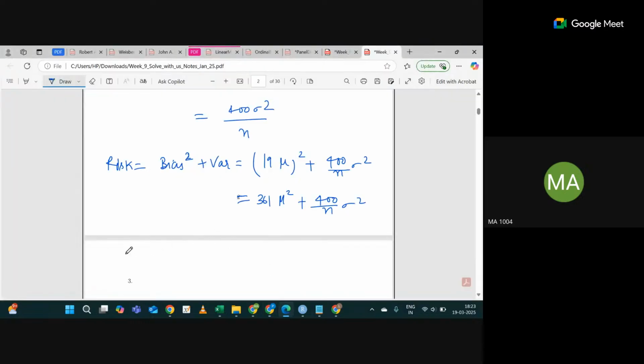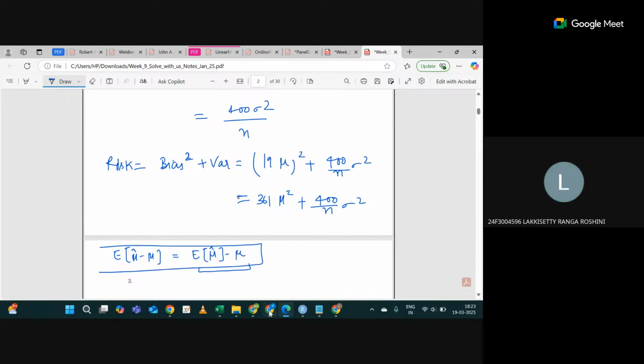So what I'm saying is, the expected value of mu hat minus mu, this is the bias defined. So this part I can write as expected value of mu hat minus mu. Yes or no? Because mu is the constant, and mu hat will be a random value. This is called bias. Yes, sir. Thank you.